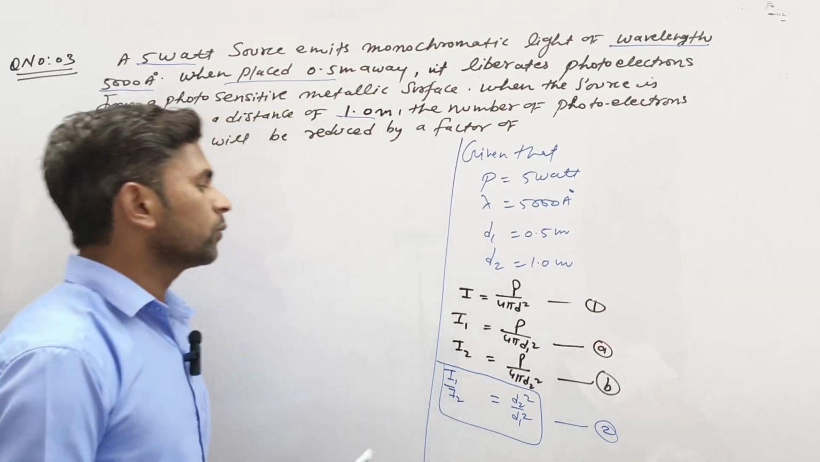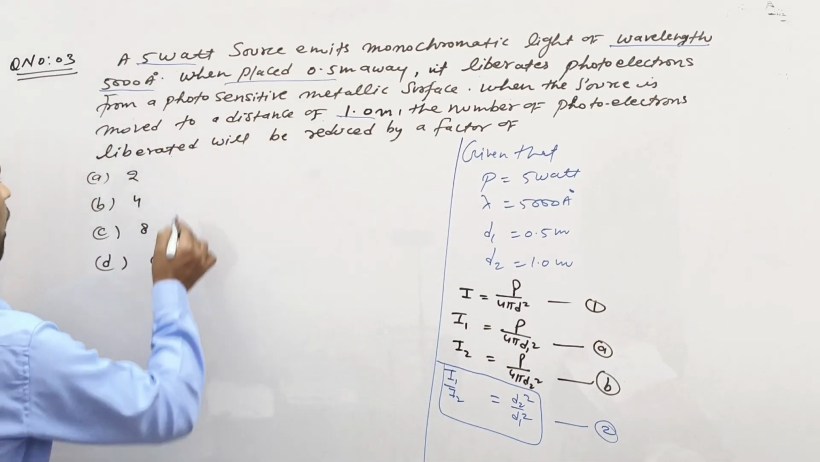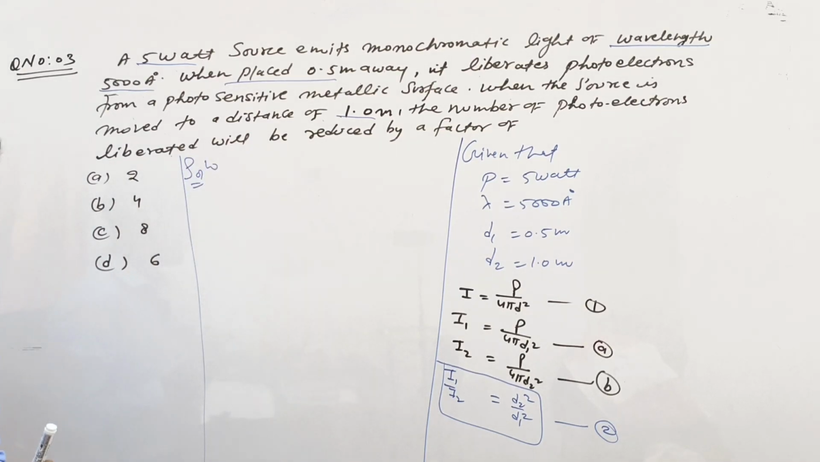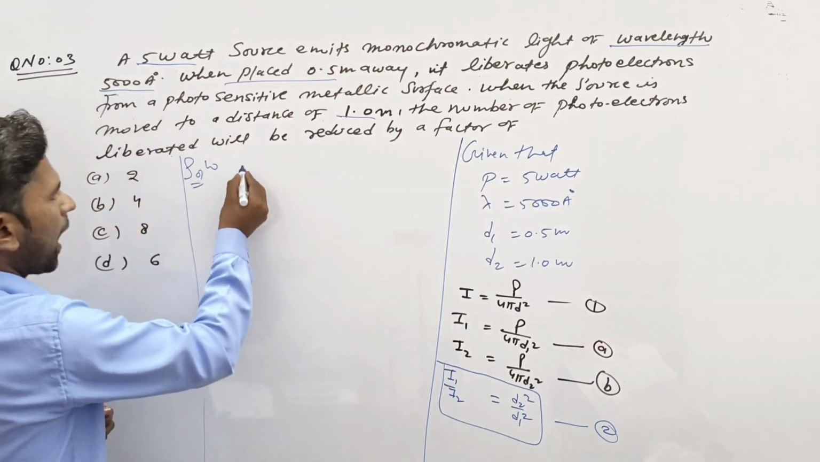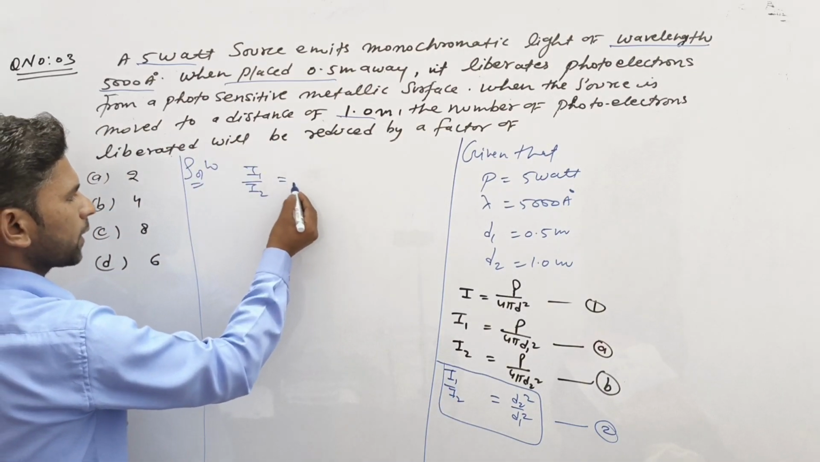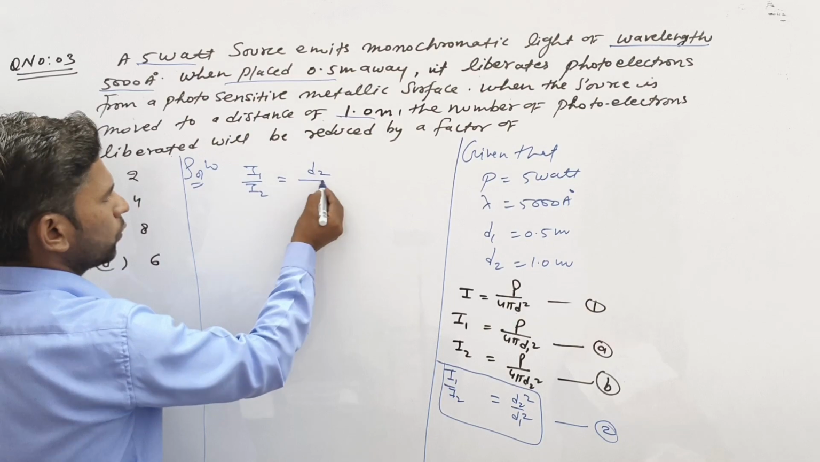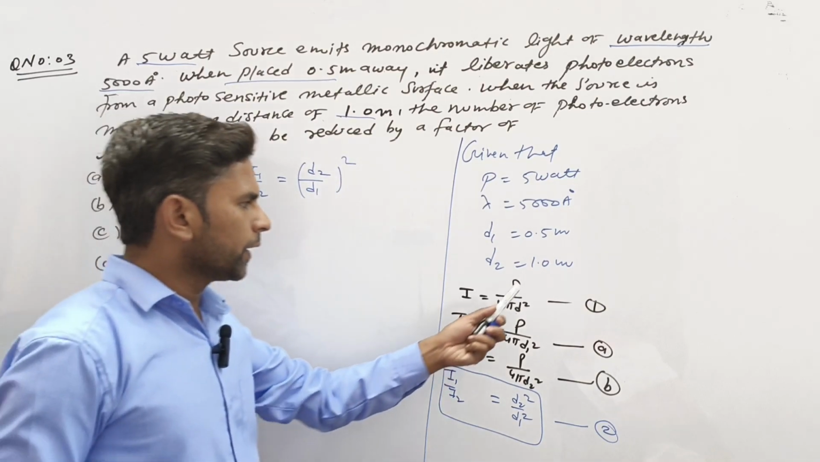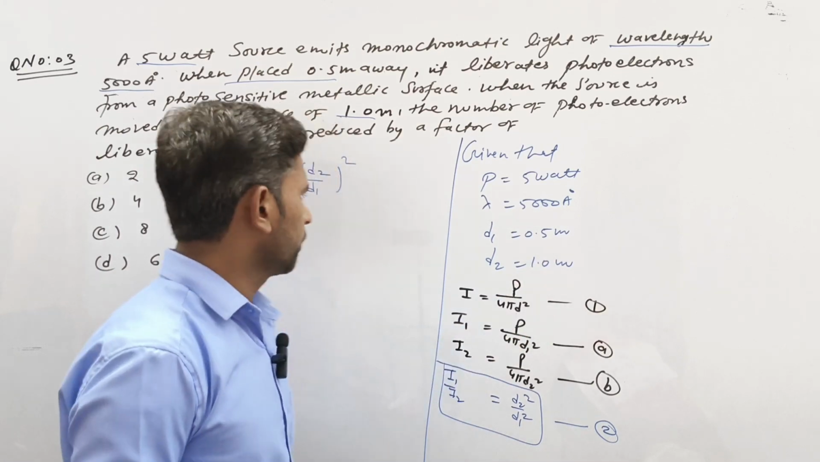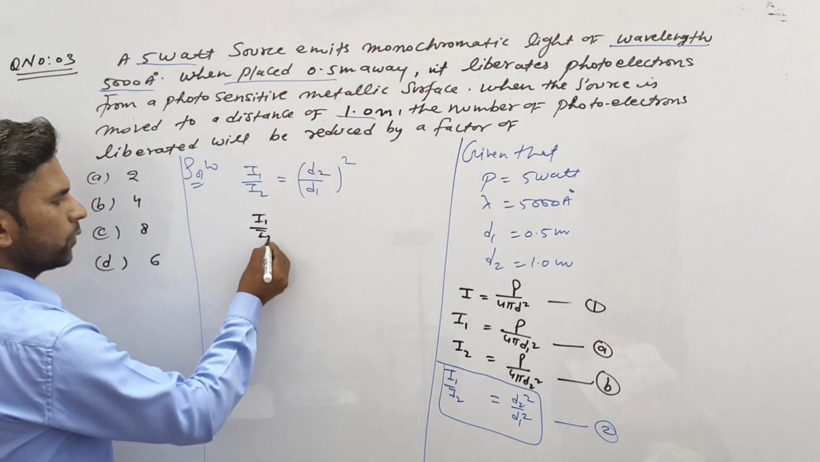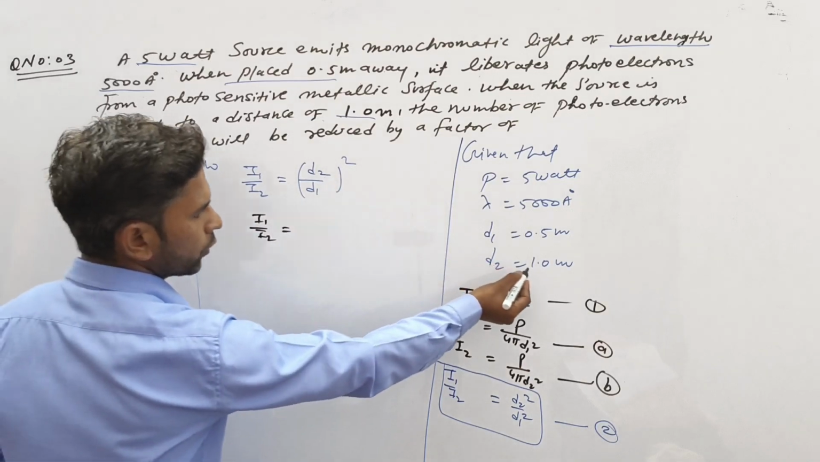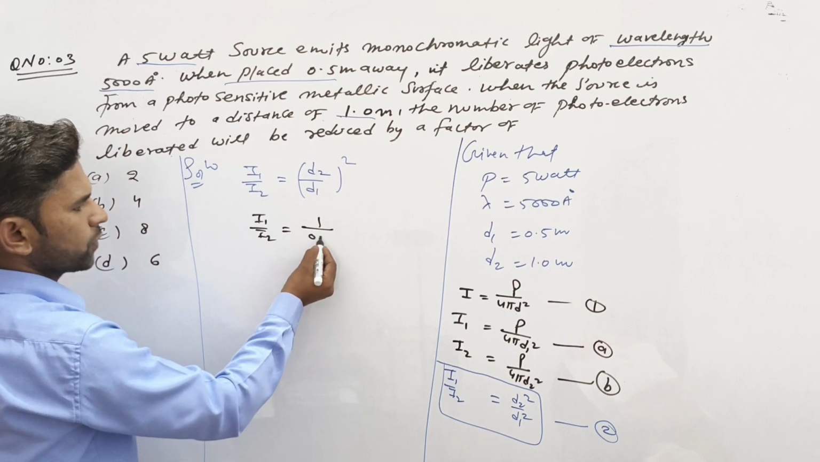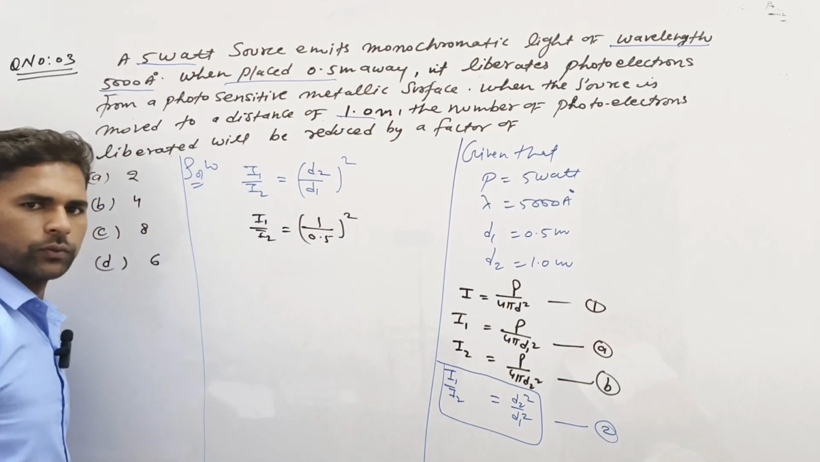So now I am going to solve this problem. How can you solve it? You know this relation: I1 upon I2 is equal to d2 over d1 whole square. You know the value of d2 and the value of d1. So you can write I1 upon I2 is equal to d2, which is 1, divided by d1, which is 0.5, whole square.